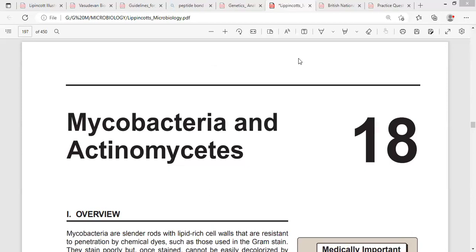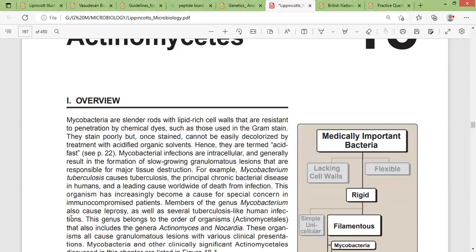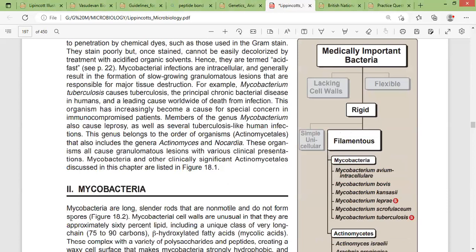So mycobacteria, majorly here we'll be looking at TB. TB is the main one here. The other ones cause things that were eradicated. Not the plague, sorry, leprosy. The plague is Yersinia pestis. Leprosy.